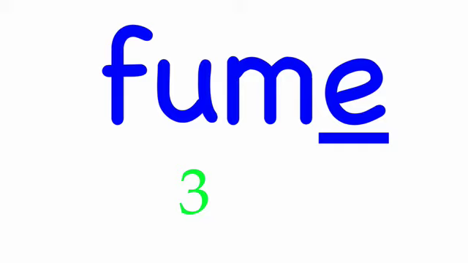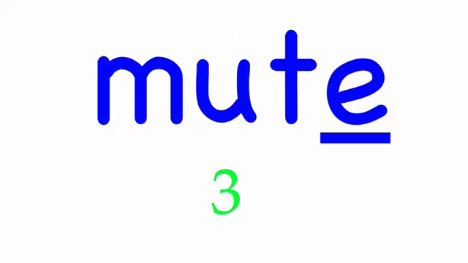Row 4. Mute. Mute. Put the TV on mute. Mute. 4 sounds. Second and third sounds, U, T. Mute. Here U represents its first long sound.